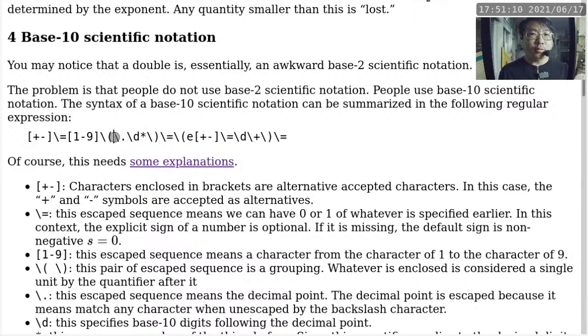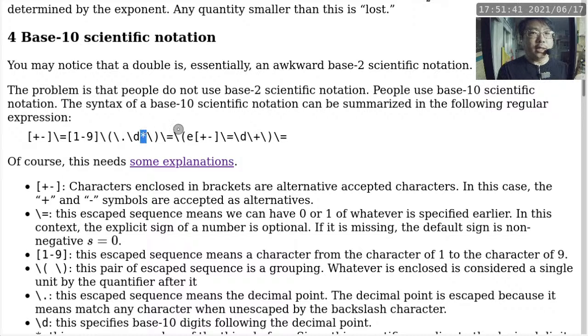So inside the group, we start with a backslash dot. The backslash dot is simply saying a single period as a character. And then we have backslash d. Backslash d is a digit from 0 to 9. So backslash d is actually identical to 0-9 in square brackets, but it's just a little bit easier to type. That's all that is.